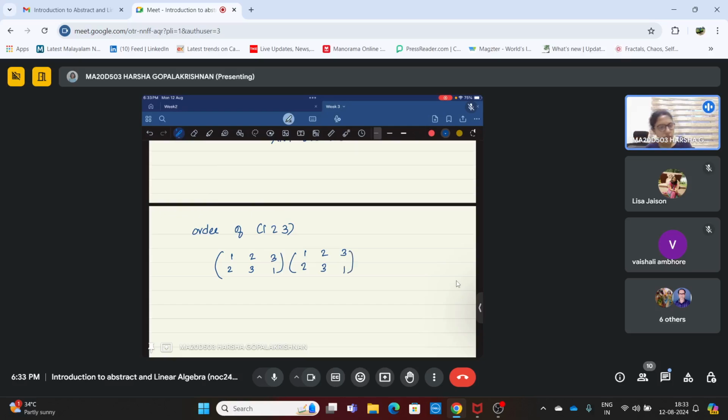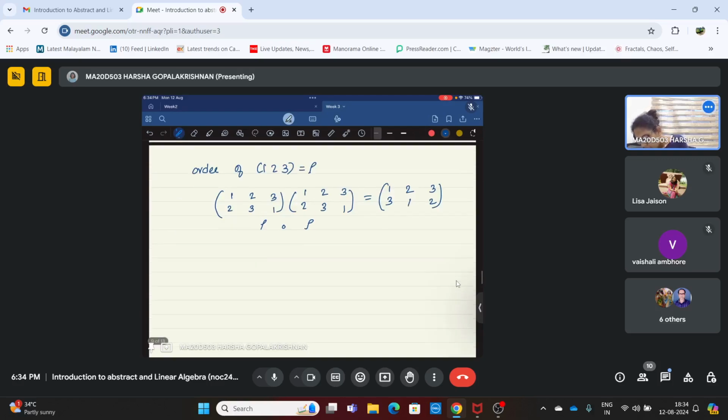Again 1, 2, 3. So what I will get here is 1 is going to 2 and 2 to 3, so it is 1, 3. 2 going to 3, 3 going to 1, so 2, 1, and 3 to 1 and 1 to 2, so 3 to 2. This is my rho, the composite rho. I got this. Now what I will do is rho composite rho composite rho.